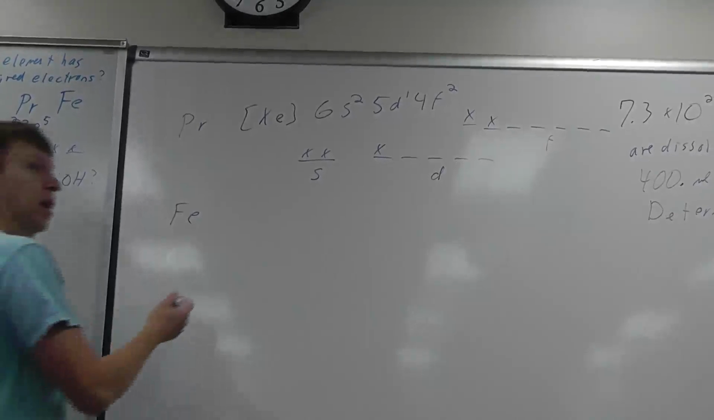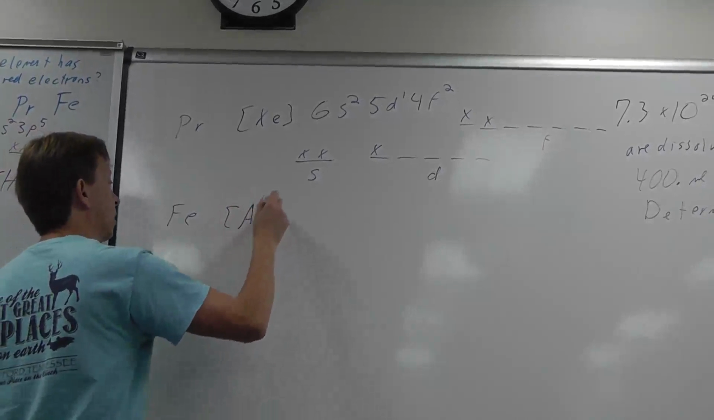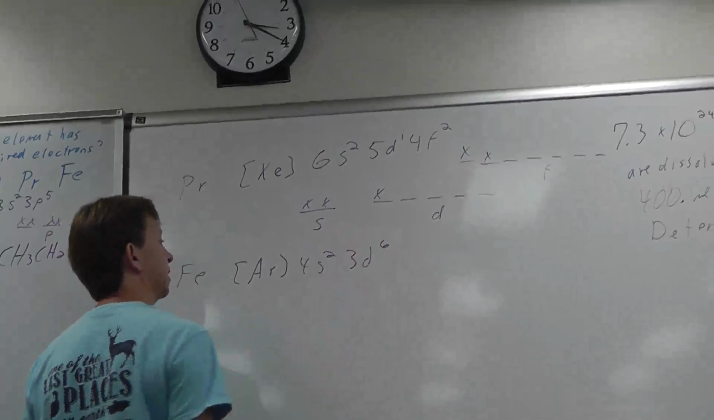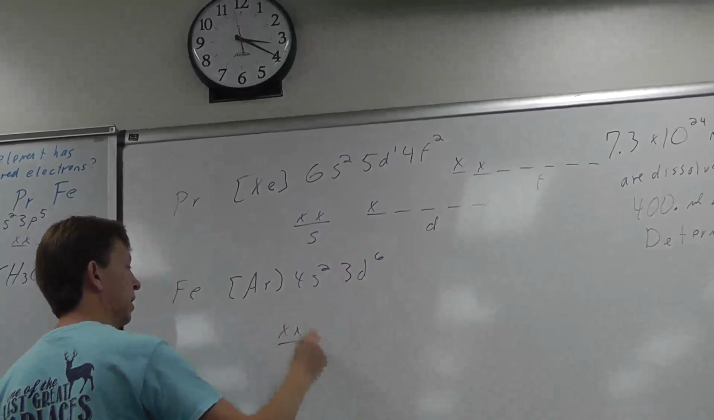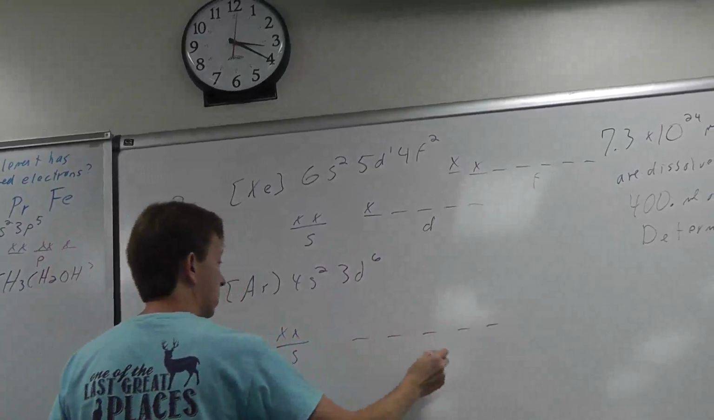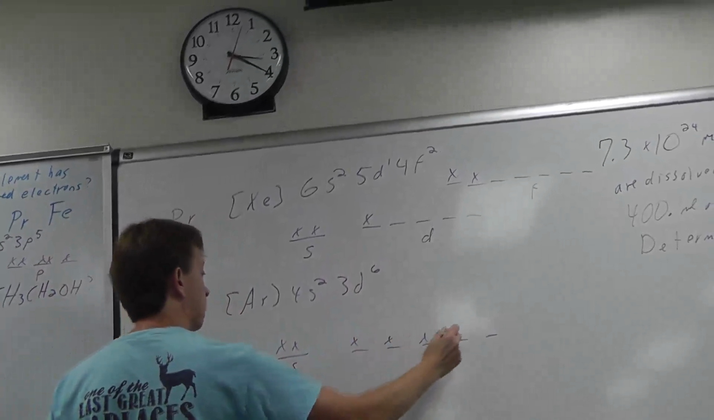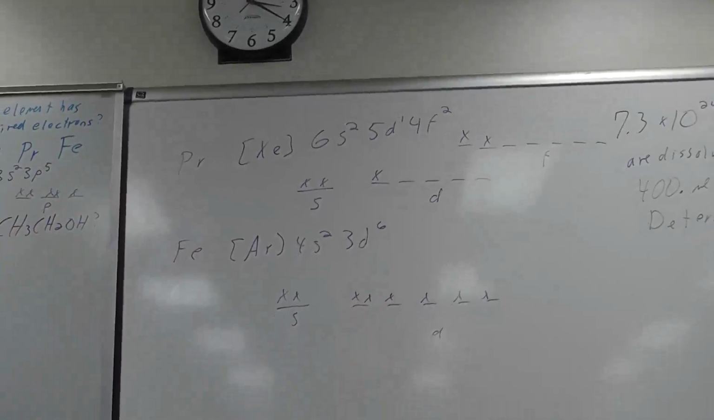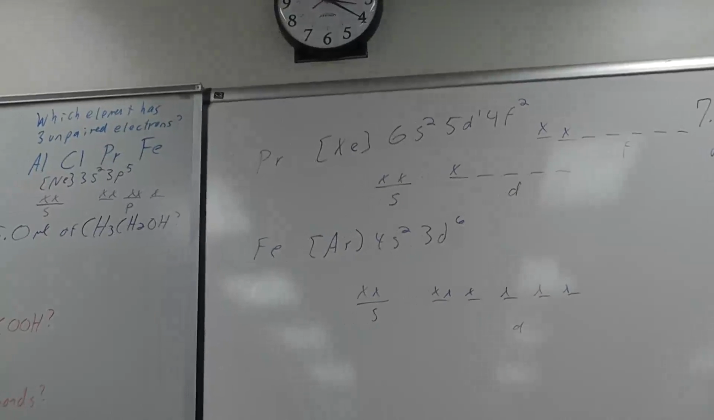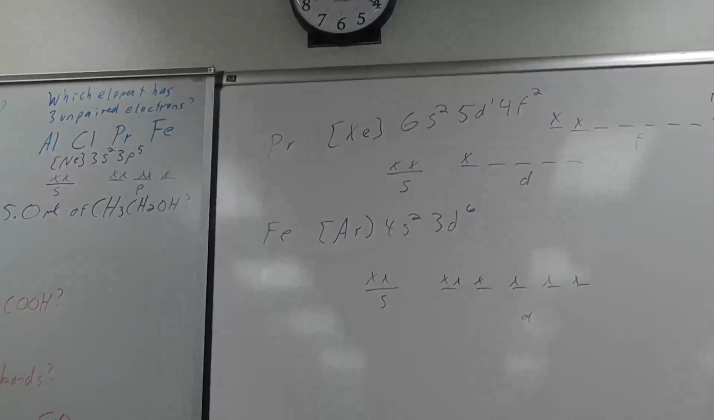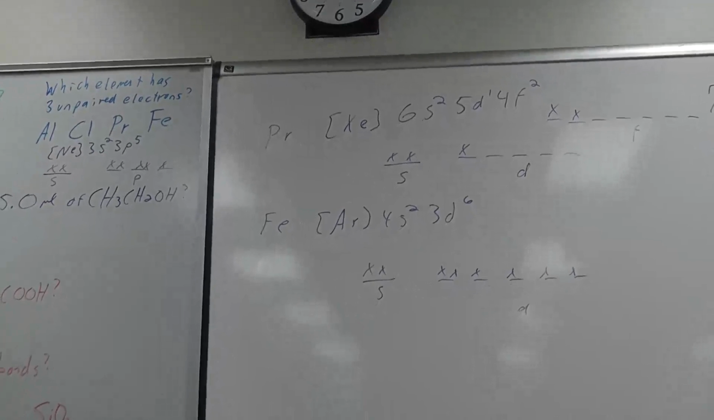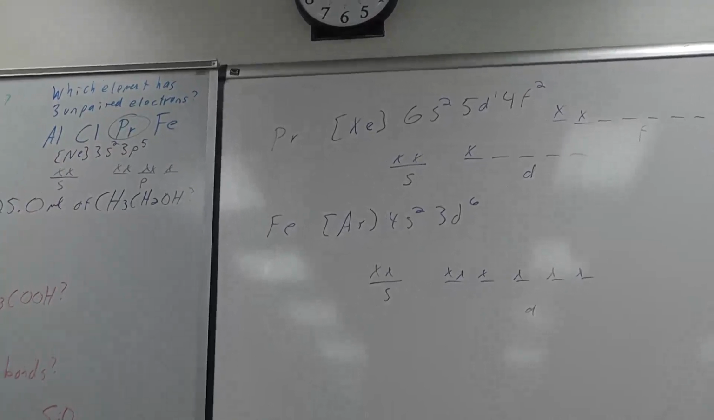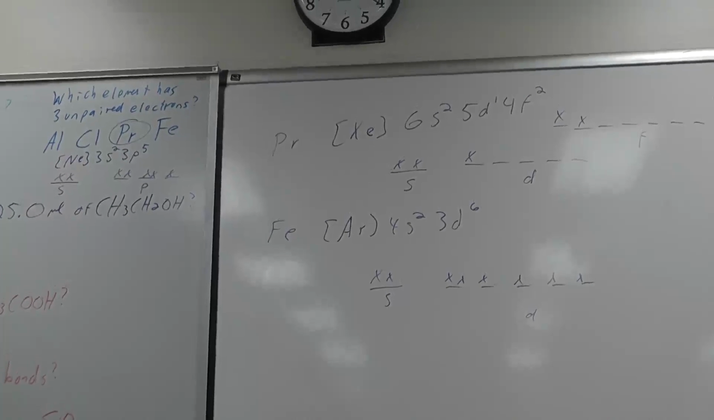Iron, if we want to go ahead and put that up here, might as well. Argon core, 4s2, 3d6. This is the s. This is the d. How many unpaired electrons for it? 4. Question about this one being praseodymium. All right.